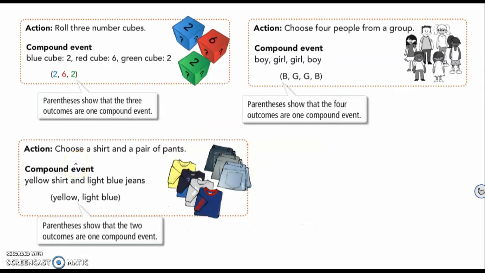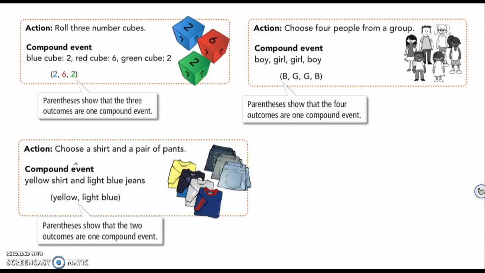On our first example at the top, the action is to roll 3 number cubes. Our compound event is the blue number cube lands on 2, the red number cube lands on 6, and the green number cube lands on 2. Here we see there are 3 possible outcomes, 2, 6, and 2. This shows that the 3 outcomes are in one compound event by placing them in parentheses.